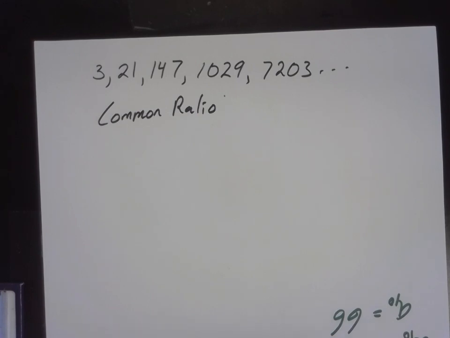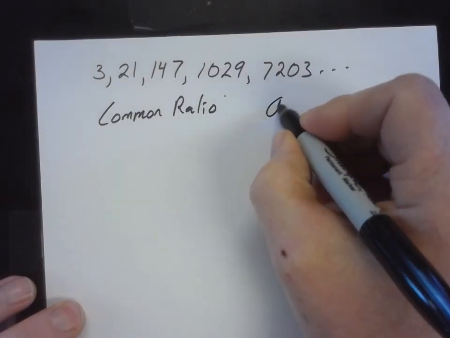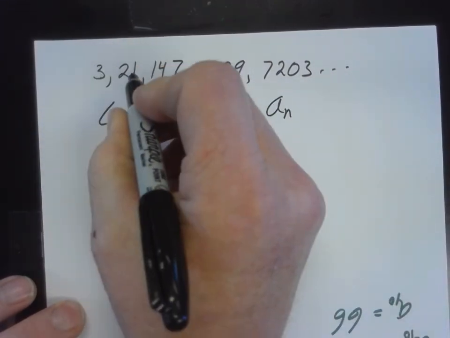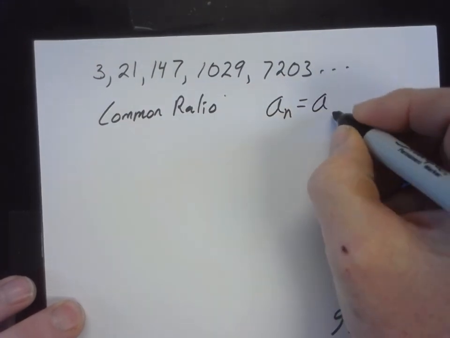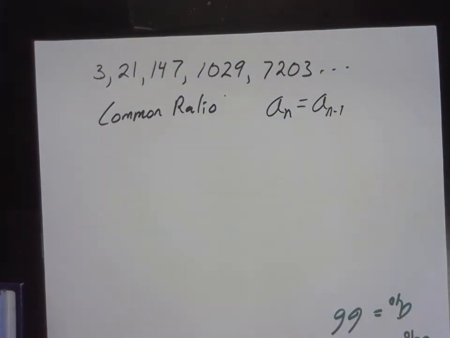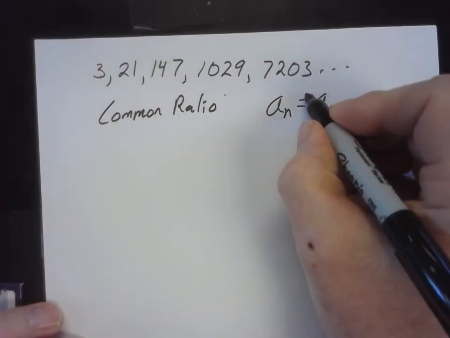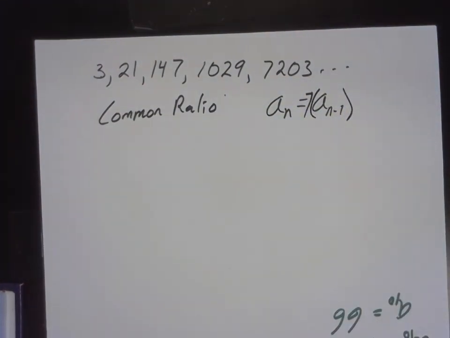Okay, so let's do a recursive rule. The one I'm looking for, the next one right here, we'll say a sub n, just equals the one right before it. And what do we have to do to the one right before it? Yeah, we have to times by 7. So I'm going to put the 7 out here in front. So that's how we get the next one. We times by 7. Okay?